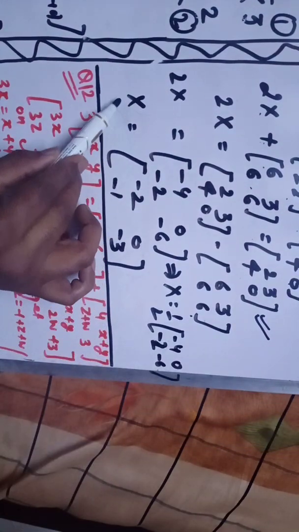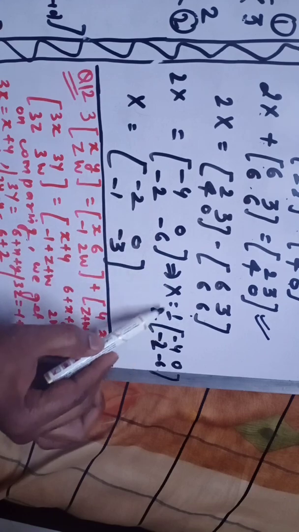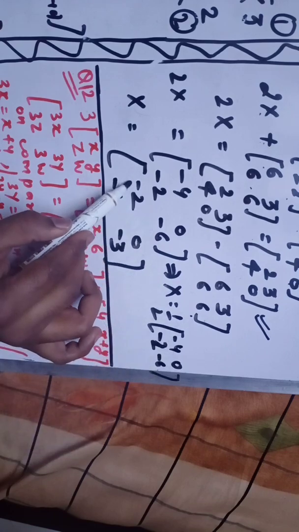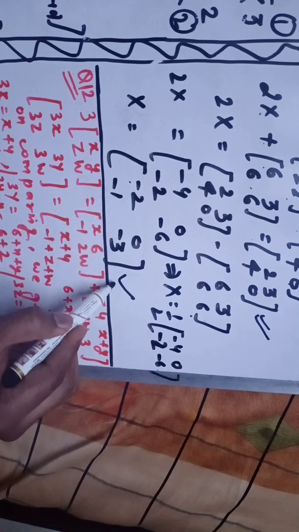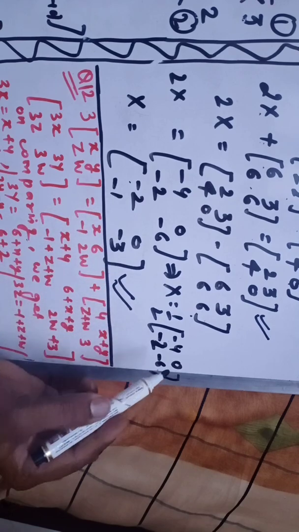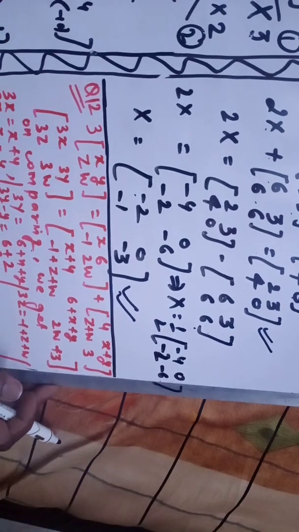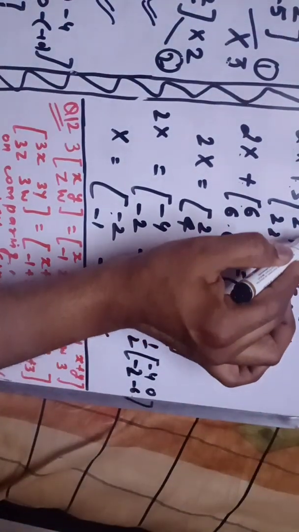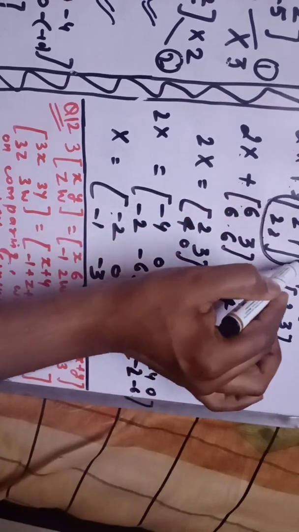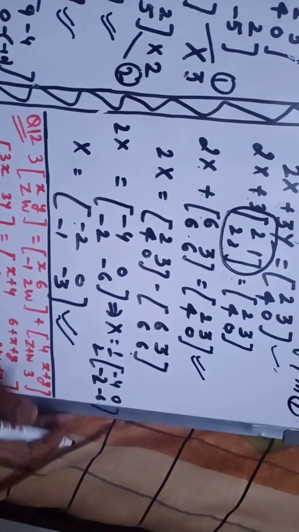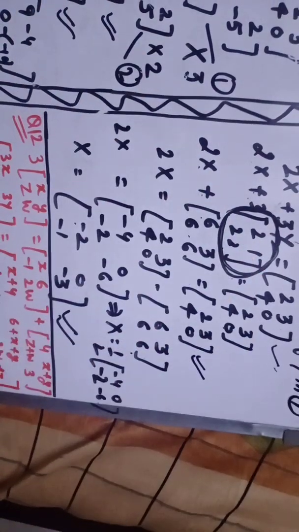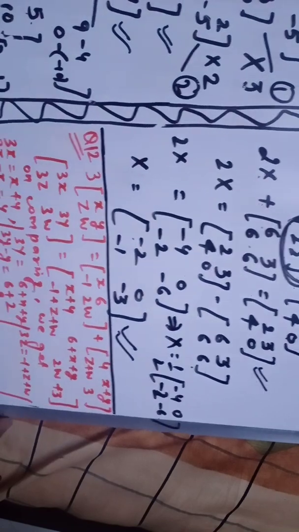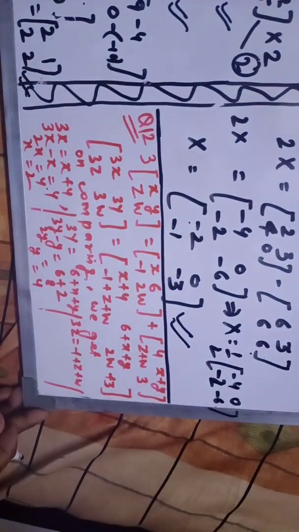Fine. So your x, now we have to insert this 1 by 2 in this matrix, and you will get minus 2, 0, minus 1 and minus 3. So this is the value of x, and this was your y matrix. Here it is. This was your y matrix. Fine. So this is how we can find out the value of the variable in matrices.